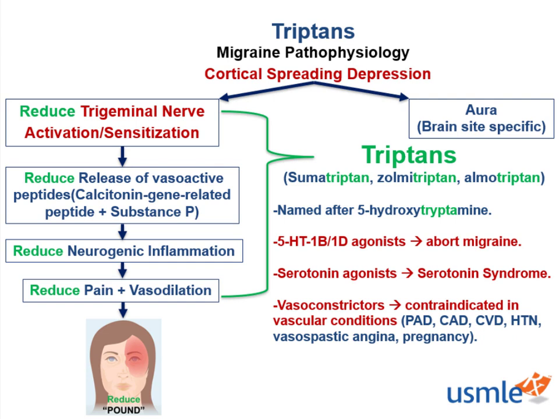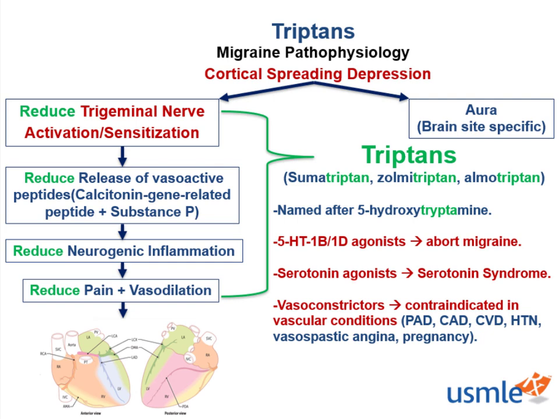Inflammation normally causes vasodilation, so if triptans reduce inflammation, they reduce vasodilation. That is, they cause vasoconstriction. Overall, let this image of a heart and its vessels remind you of the vasoconstriction that triptans cause and why they are contraindicated in vascular diseases.